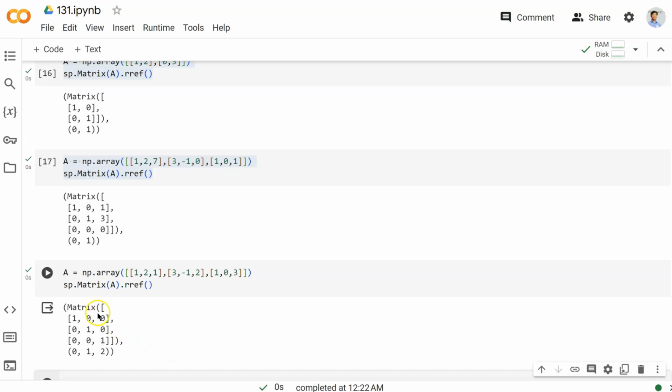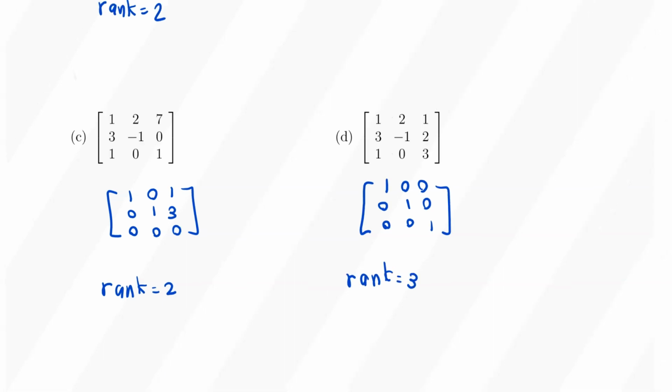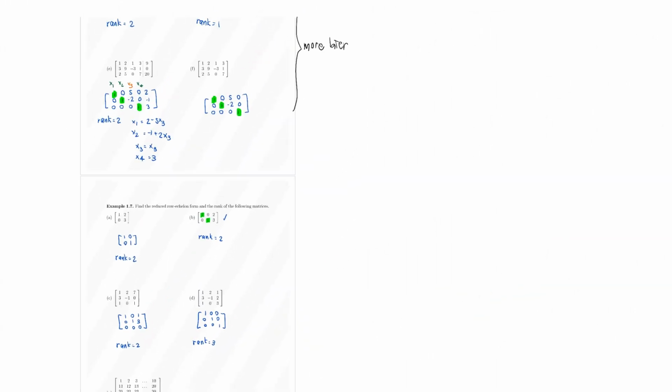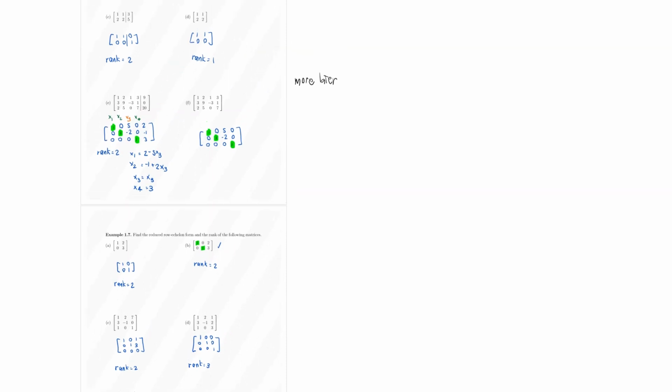Okay, so the reduced row echelon form here is just going to be the identity matrix. So I have the identity matrix here, and the rank of this is just going to be 3. And similar to the matrices that we had earlier, we are going to see more examples that use these matrices in a later lecture.